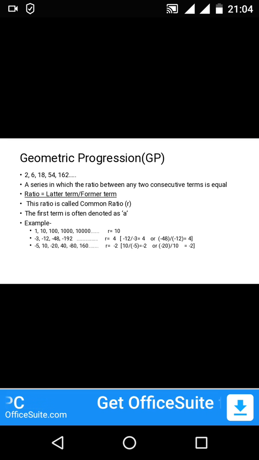Another example: -5, 10, -20, 40, -80, 160. Let us divide the second term by the first term to find the ratio. 10 divided by -5 is -2. Third term divided by second term, that is -20 divided by 10, is -2. Likewise for the fourth and third term, 40 divided by -20... -80 divided by 40 would be -2, and for the fifth and the fourth term, 160 divided by -80 would be equal to -2. So again the ratio is the same throughout the series, and this is basically a geometric progression.